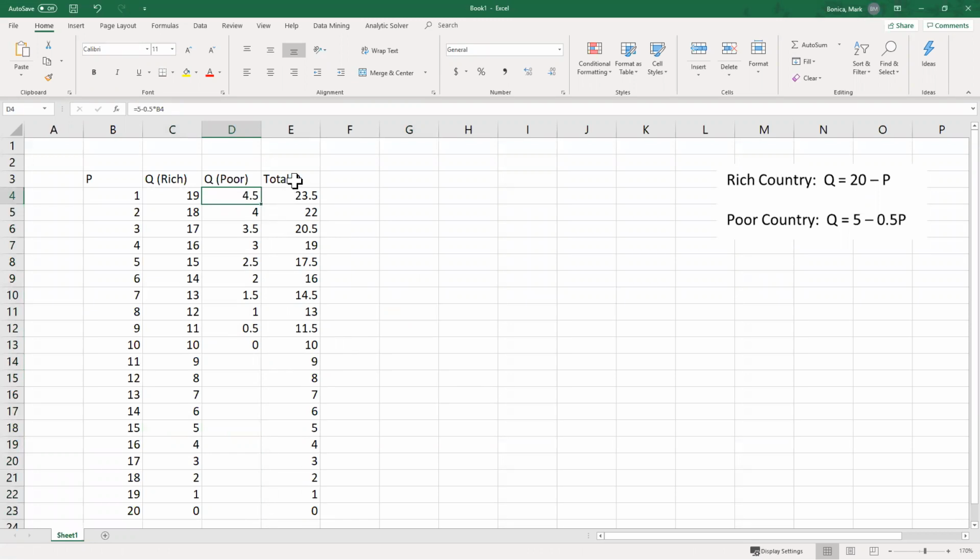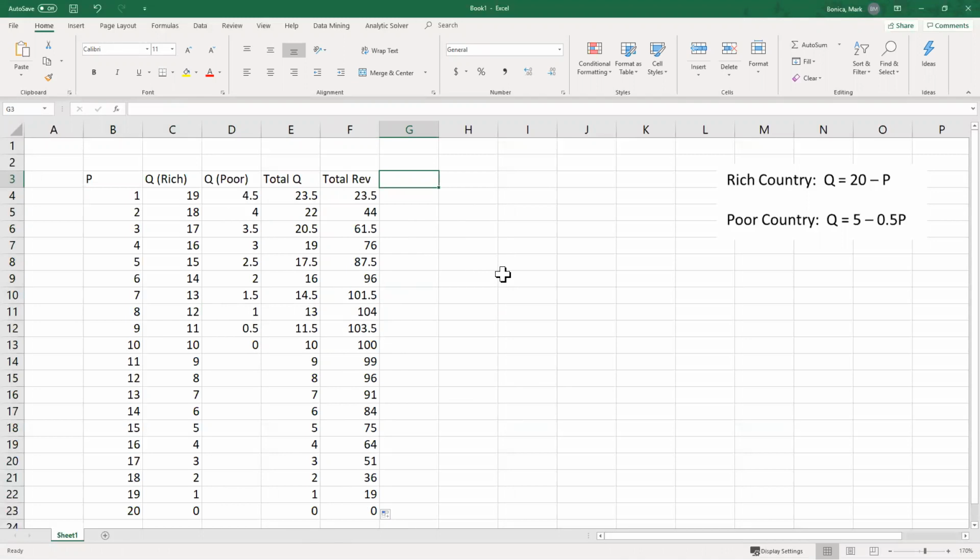So what we have now is total quantity, and then total revenue would be equal to total quantity times total price. So we can see revenues start low and rise, and they kind of peak here with a sale of 12 to the rich country, 1 to the poor country, for a total quantity of 13 at a price of 8. And then they start to fall again. So we have kind of rising and then falling.